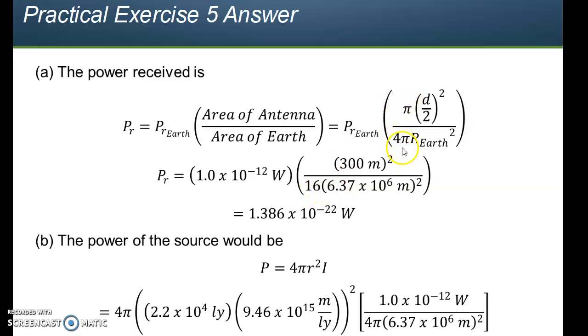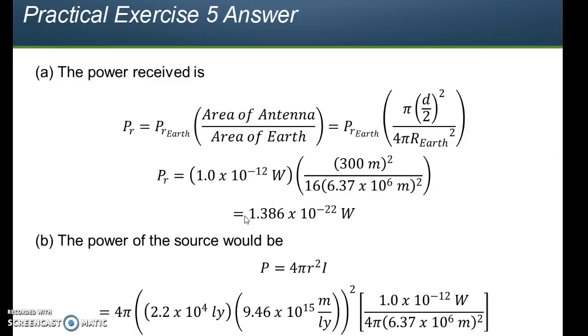The pi's will cancel out, and here you have the radius of the Earth again, and all of this right here squared. Once you do that, you'll get 1.386 times 10 to the minus 22nd watts, or 1.39 times 10 to the minus 22nd watts. Okay. Now I got 1.39 there because this is the incorrect number of significant figures.